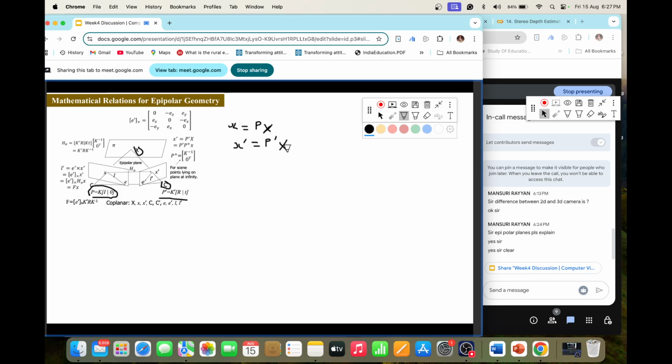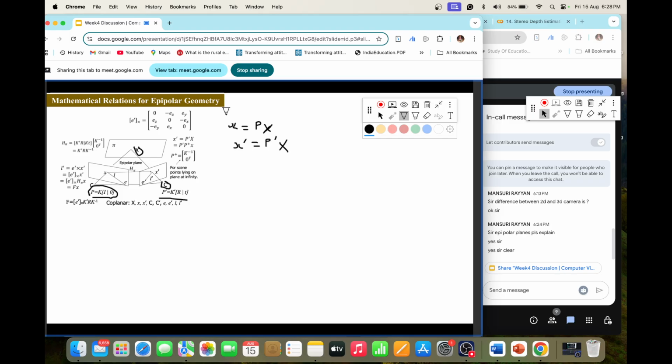Okay, so these are the two basic relations that we have already discussed in the previous class, right? Because P is nothing but the projective camera matrix of this left camera. P dash is the projective camera matrix of this right camera. So this is the most basic relationship that we have already discussed in the previous class.